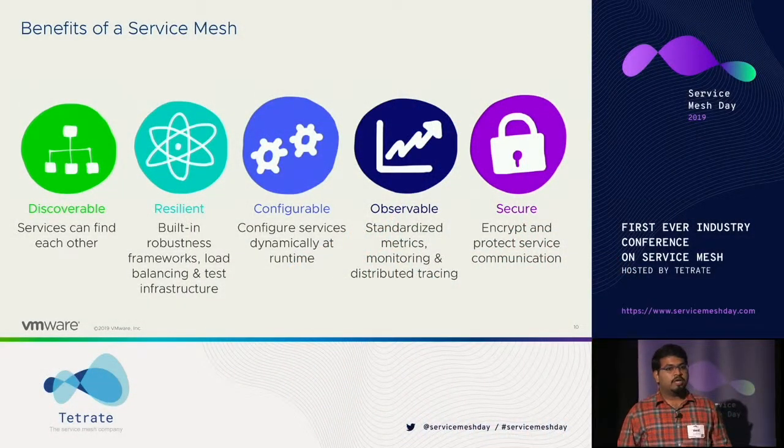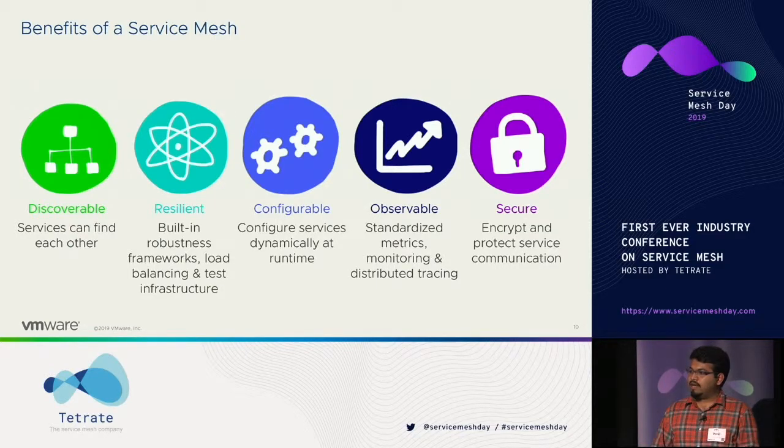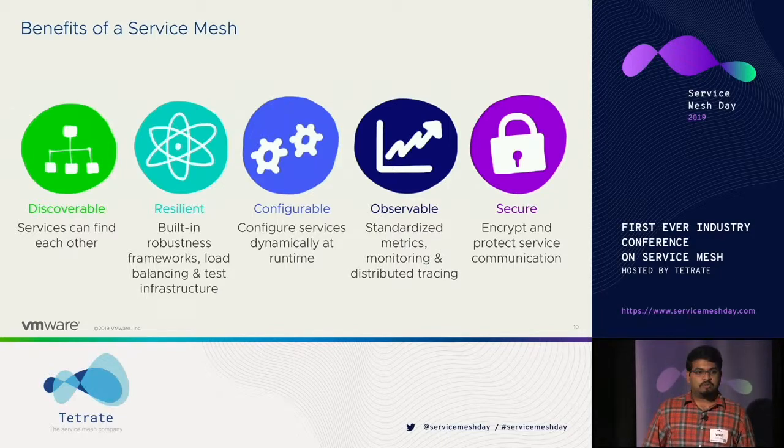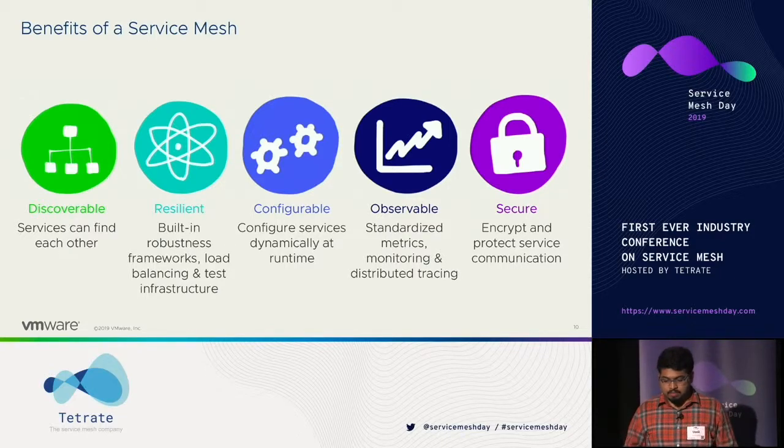And here are all the benefits of having a service mesh. Now you don't need an external service registry to make your services discoverable. You also get robustness frameworks like rate limiting, retries and circuit breaking. You also get load balancing and test infrastructure, so you can inject faults and delays and observe your system under such circumstances. Your services are dynamically configurable. That is, you do not need to bring any of your services down in order to configure these proxies. So you get better uptime.